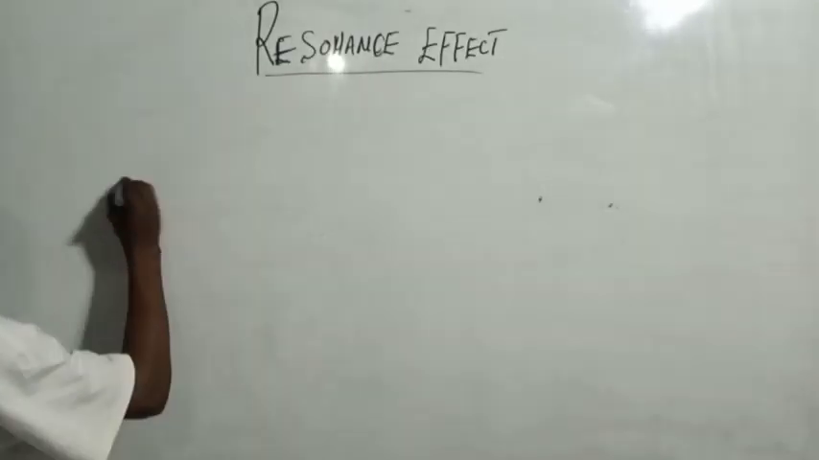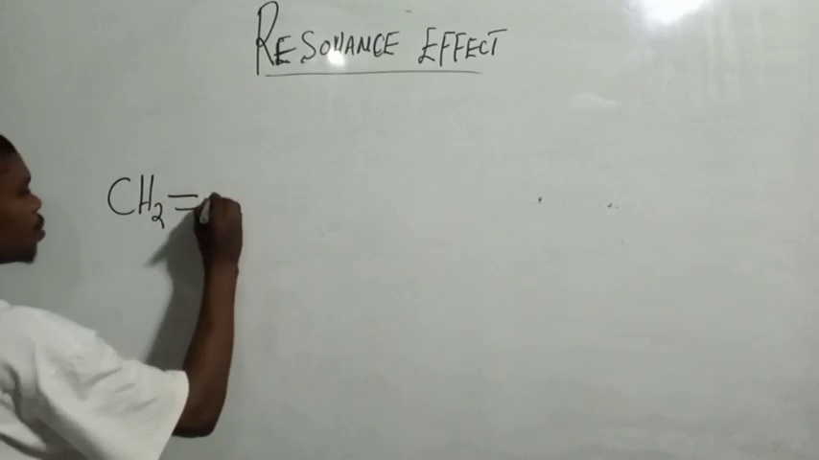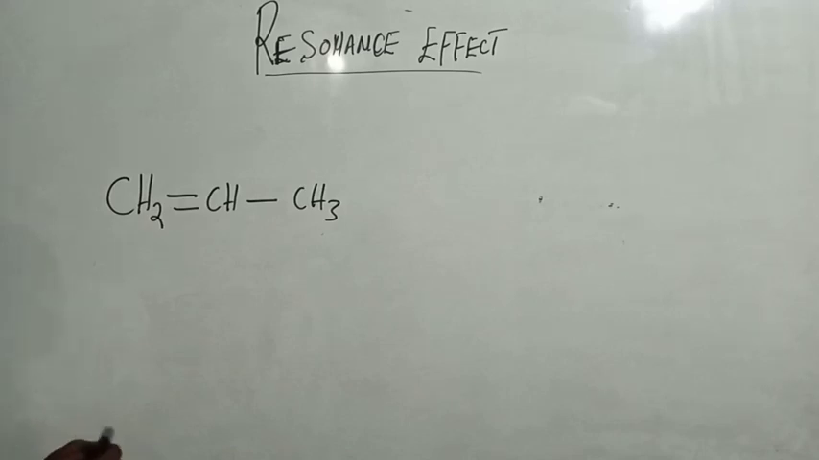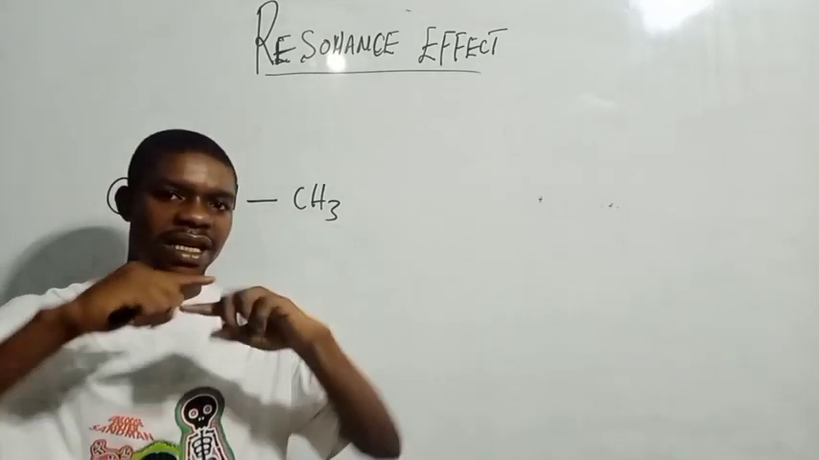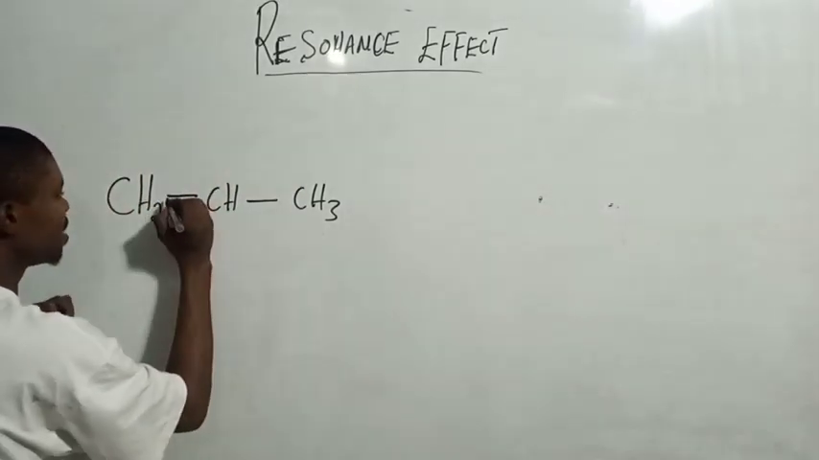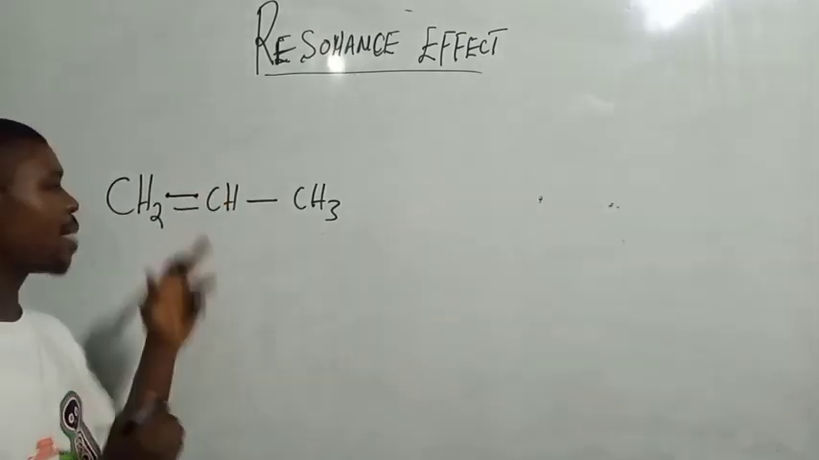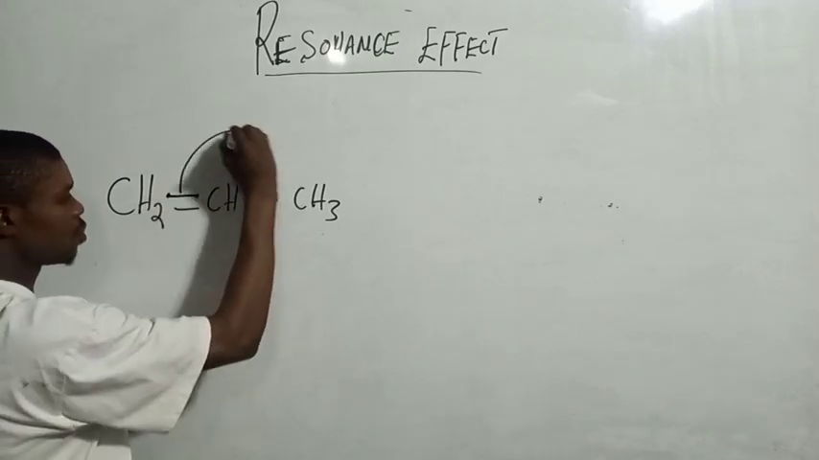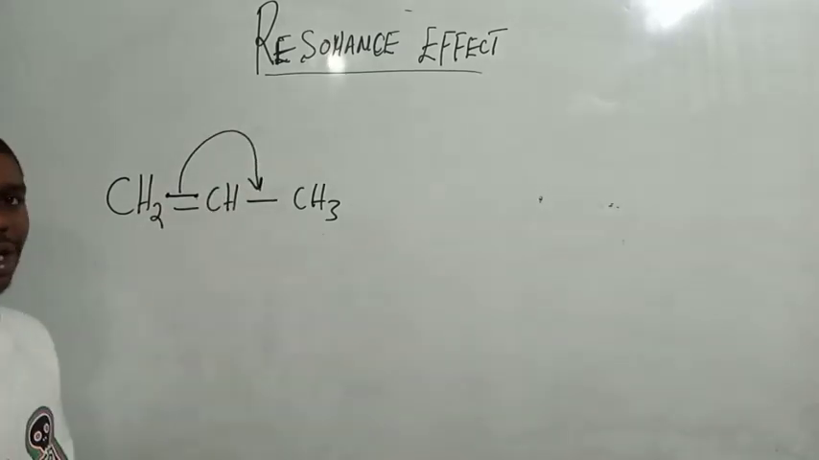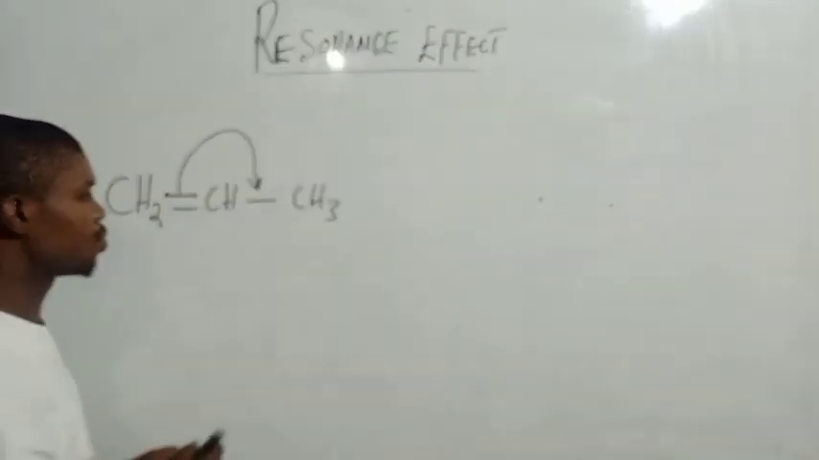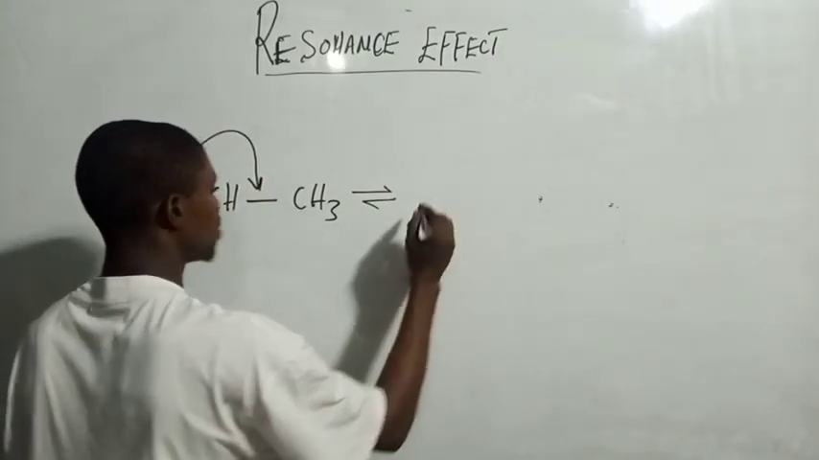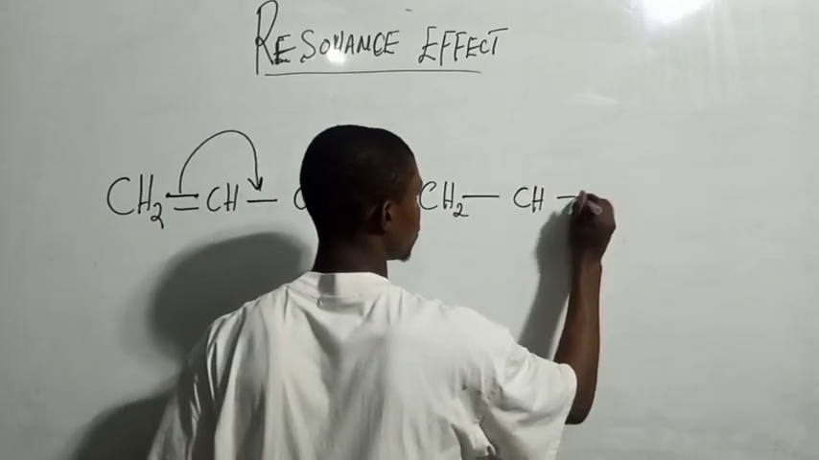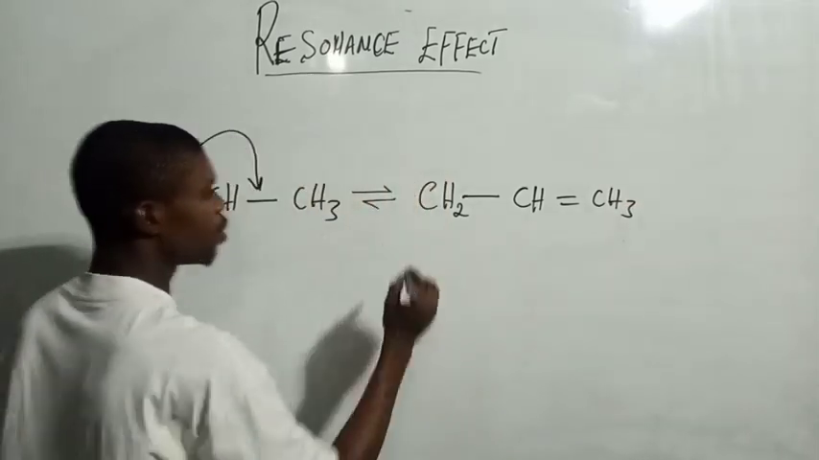So if, for example, here we have CH2 double bond CH3. If you check very well, a pi bond is a what? It's like a lone pair. Hope you understand. I want to move this pi bond here to that point to form a second resonance structure. Can I do that? If I do that, this is what I get: CH2, CH, which is not possible.